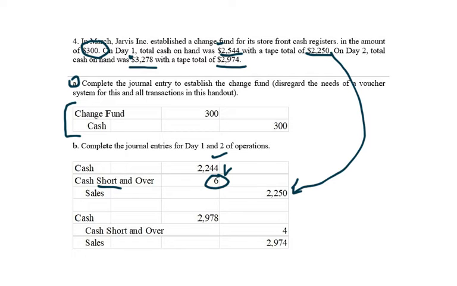Now, on the next day, on day 2, there was $3,278 in the registers, again, including the change fund. Minus the change fund means we would deposit $2,978. And our tape total on that day was $2,974, so we had to plug to the credit side. So in this case, that $4 means we had a cash overage of $4 on our hands here.